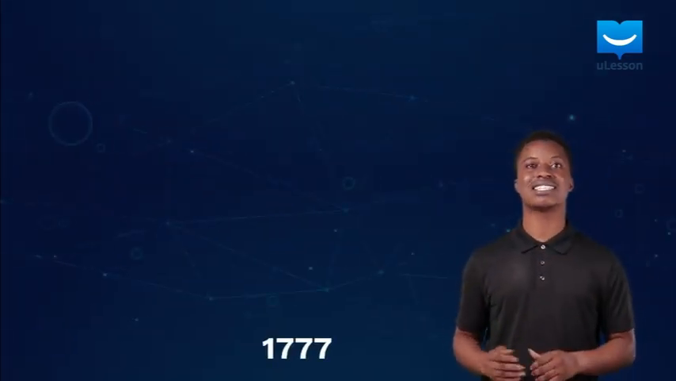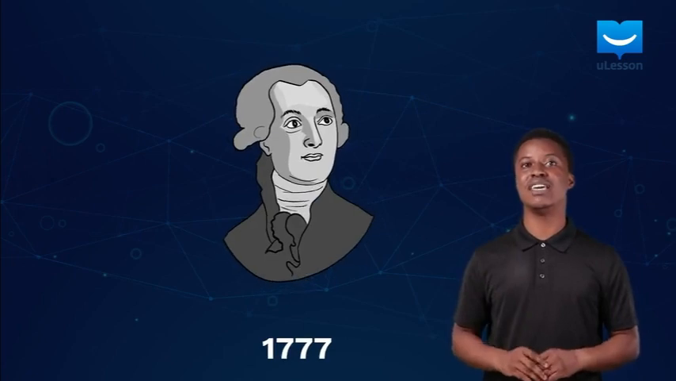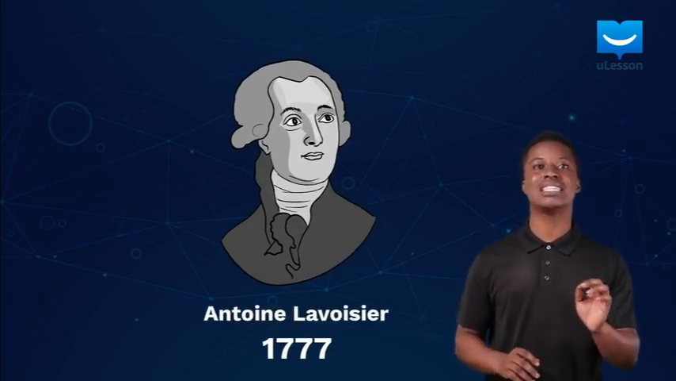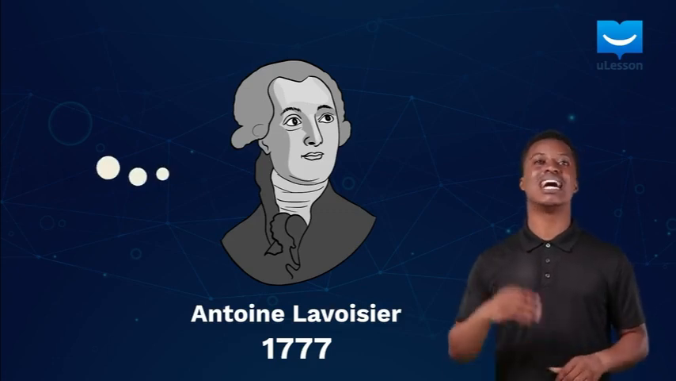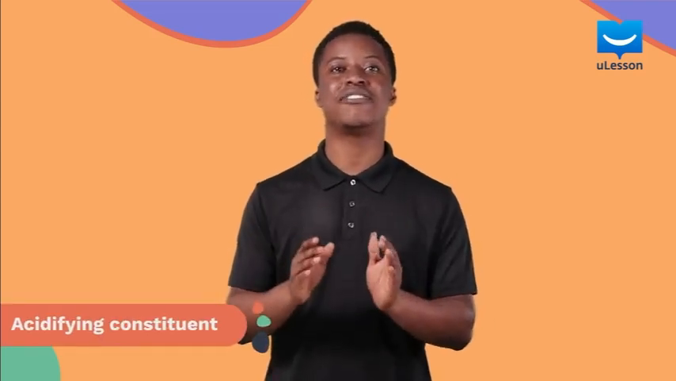It was not until the year 1777 that another chemist, this time a French scientist, Antoine Lavoisier, described the properties of the element and named it oxygen. At that time, Lavoisier thought that all acids contained oxygen, so he named the element oxygen, which means acidifying constituent. Not until the late 18th century did we find out that there were some acids that did not contain oxygen.